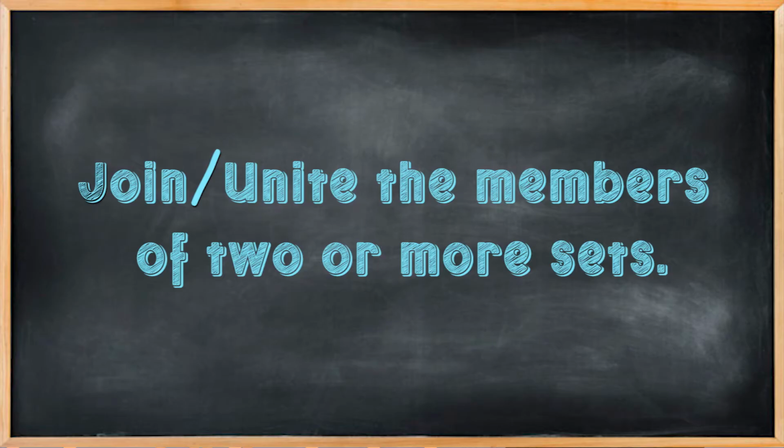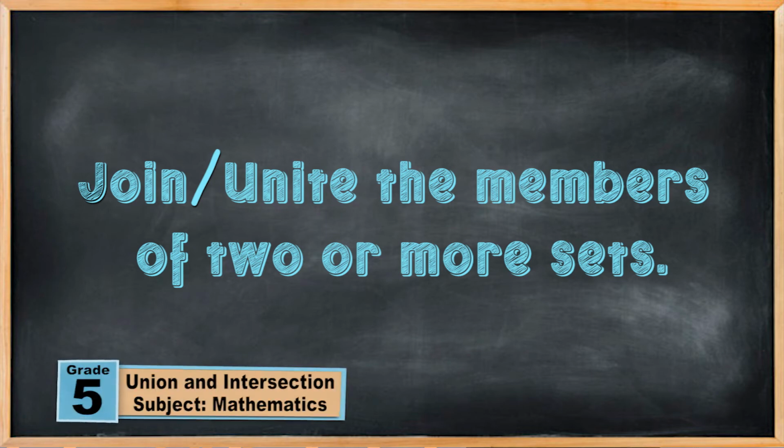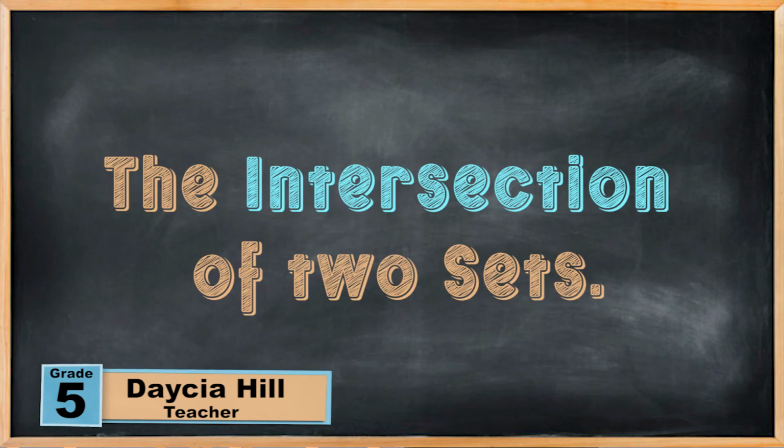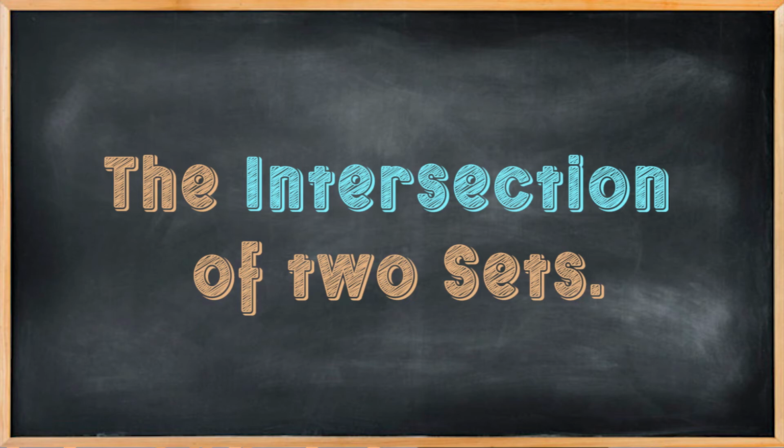So once again, children, what do you understand by the term union? Union means to join together or unite the members of two or more sets. Excellent job. So now that we understand what the union of sets is about, we're going to look at the intersection of two sets. What does the term intersection mean?